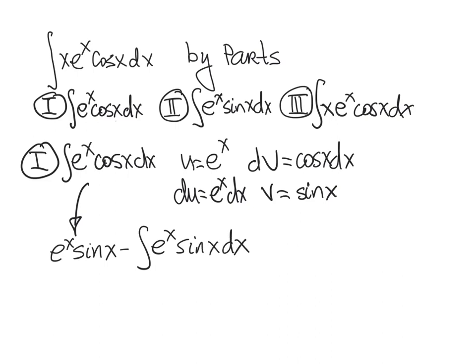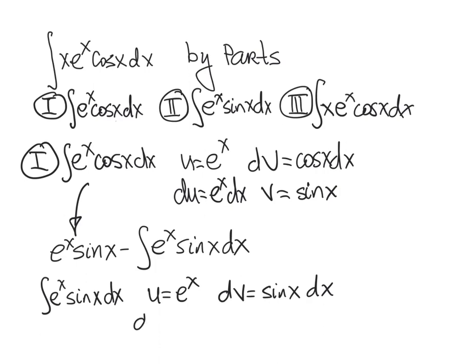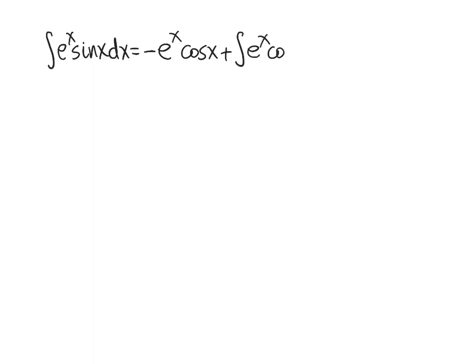This is a boomerang integral, so we now have to evaluate the integral of e to the x sine x by using integration by parts once more. Let u equal e to the x, dv equal sine x dx. So again, du is e to the x dx, and v is negative cosine of x. So the integral of e to the x sine x is equal to minus e to the x cosine x, and then minus a minus, or plus, the integral of e to the x cosine x.